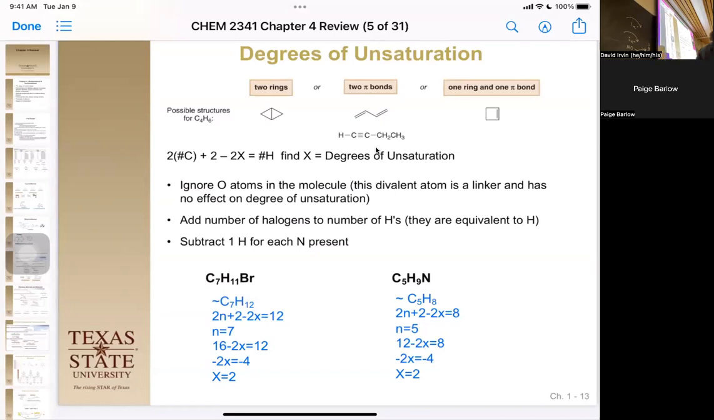Nitrogen, because it bonds 3 times, we actually have to subtract 1 for it. Halogens are exactly the same as hydrogens, because they only bond once, okay? So we need to remember those rules. Halogens count as hydrogens, and the nitrogen we have to subtract 1.